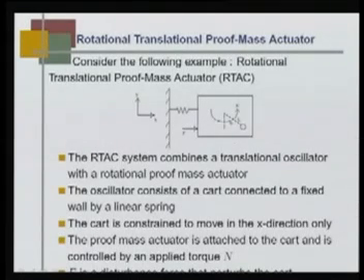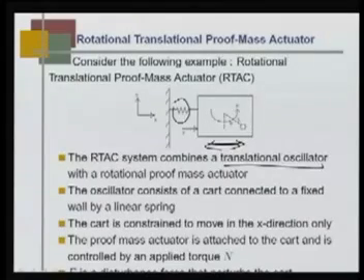So the R-TAG system, consider the following example: rotational translational proof mass actuator, R-TAG. The R-TAG system combines a translational oscillator with a rotational proof mass actuator. This portion oscillates by the action of the spring, so it combines a translational oscillator. This oscillates in the x direction.